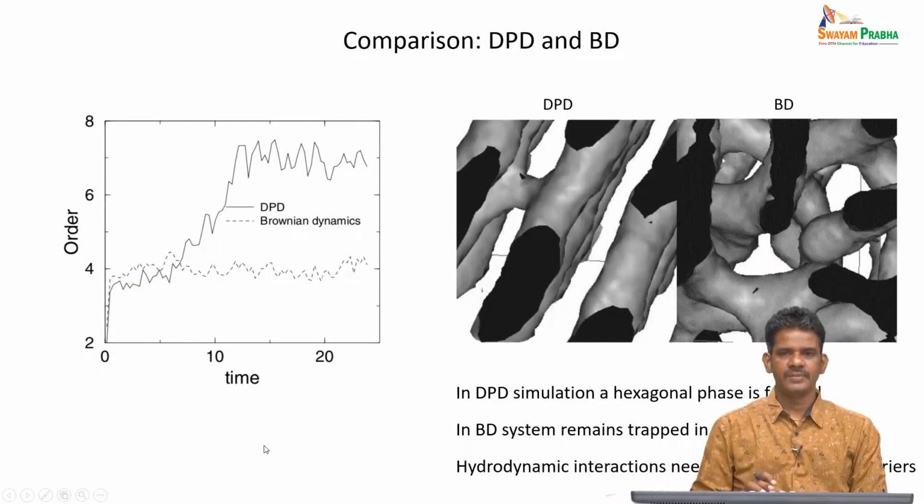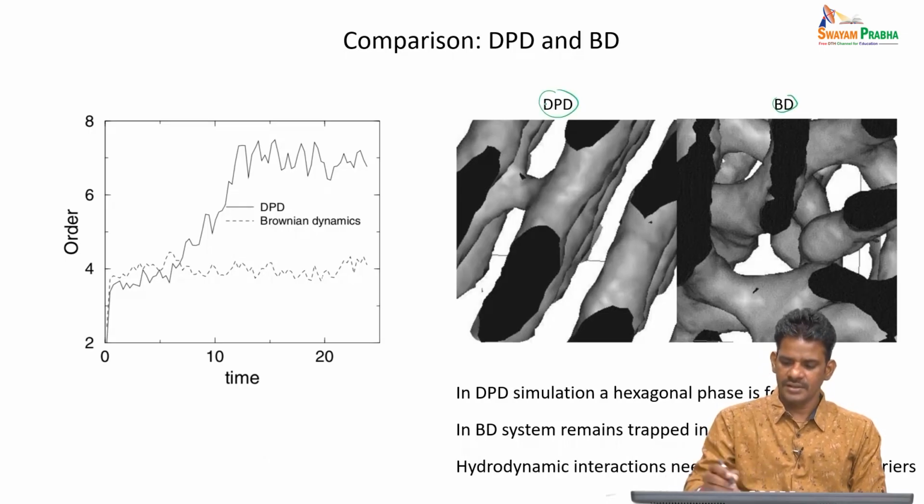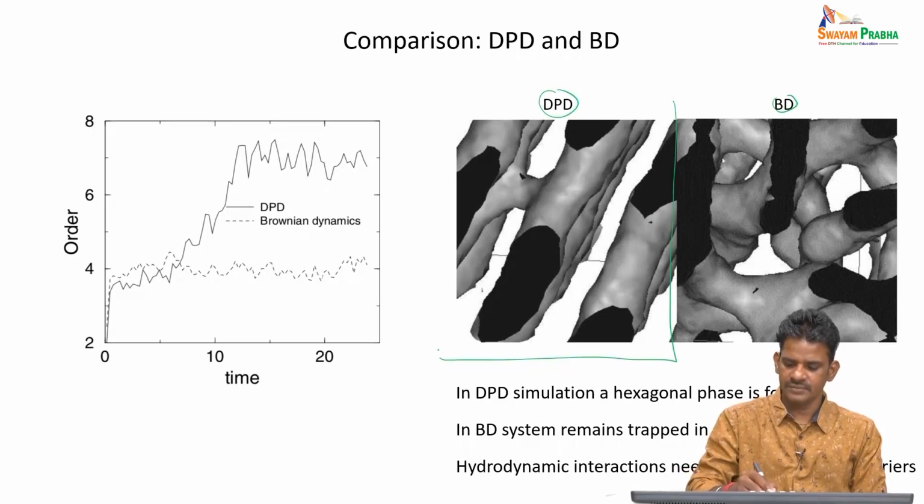So here is an example where the same system is simulated using two different types of simulations. One is Brownian dynamics, and this box is basically the boundary here.